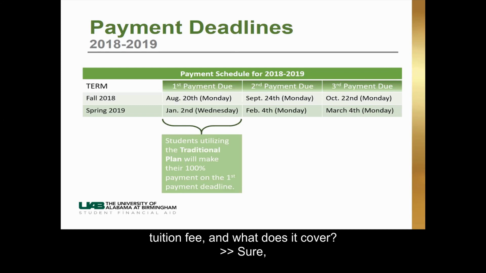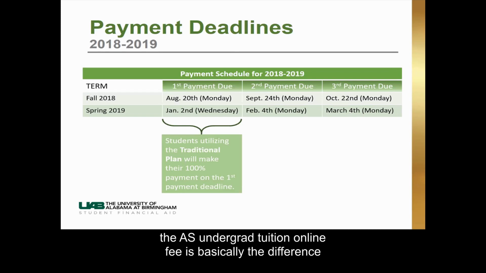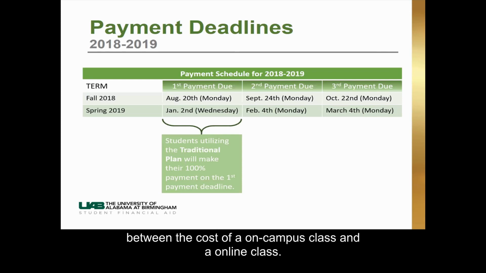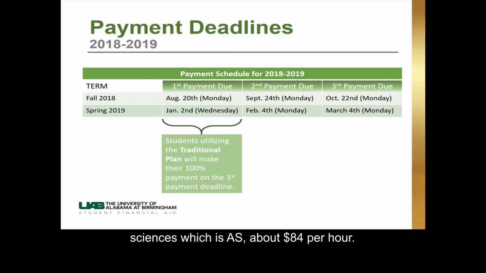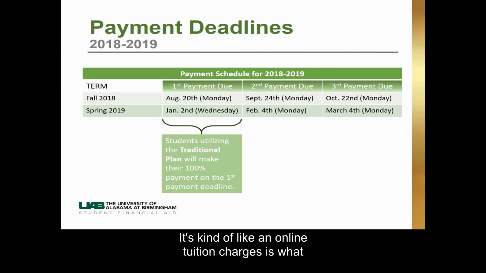What is the undergraduate online tuition fee and what does it cover? Sure. The AS undergrad tuition online fee is basically the difference between the cost of an on-campus class and an online class. So it's roughly going to be, especially for arts and sciences, which is the AS, about $84 per hour. And so that's what the difference is. It's kind of like an online tuition charge.